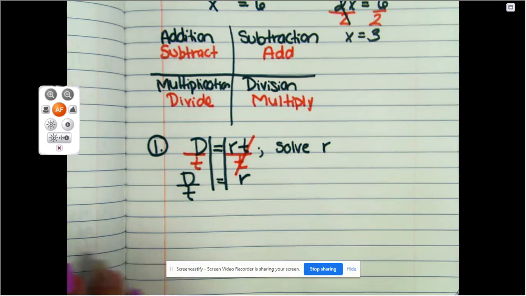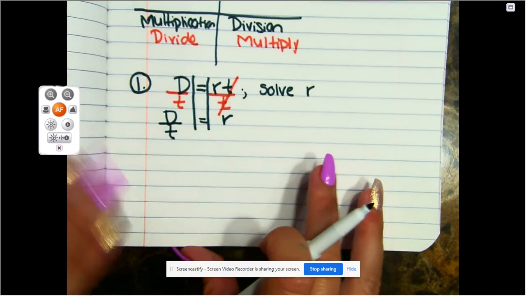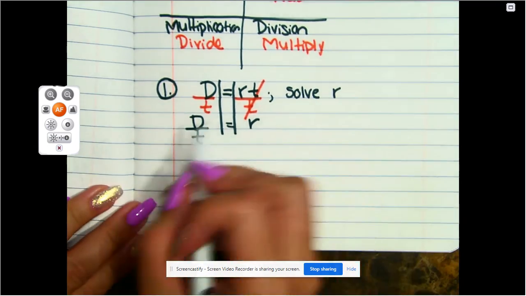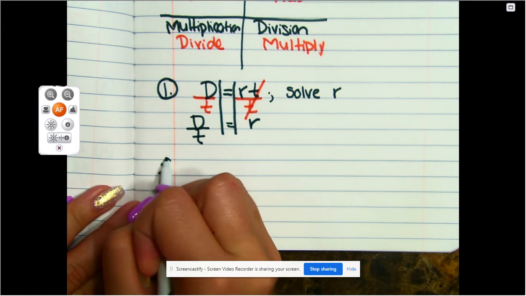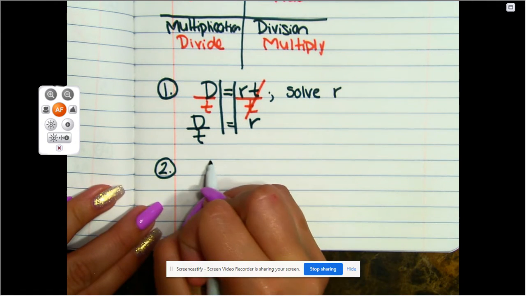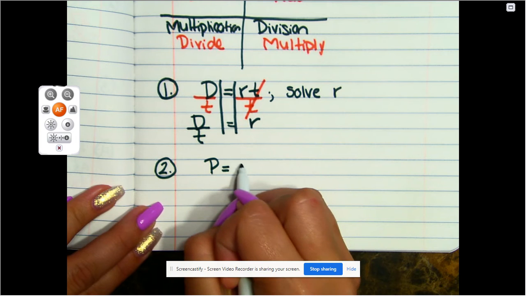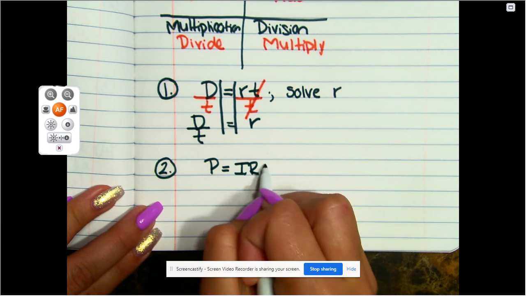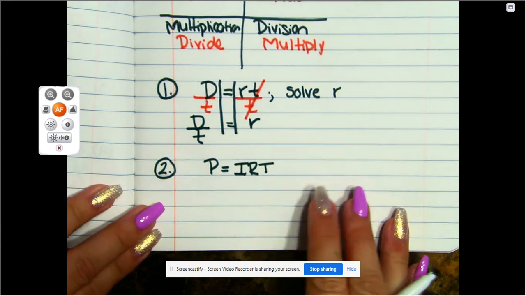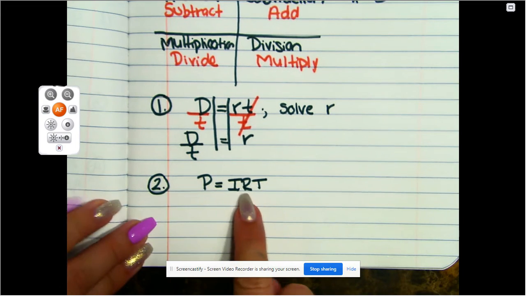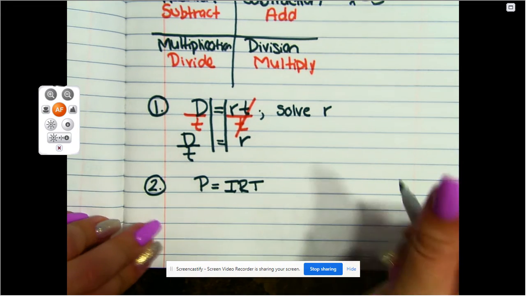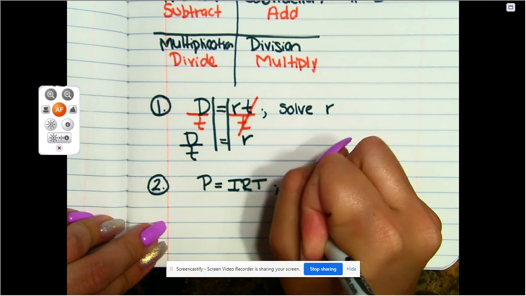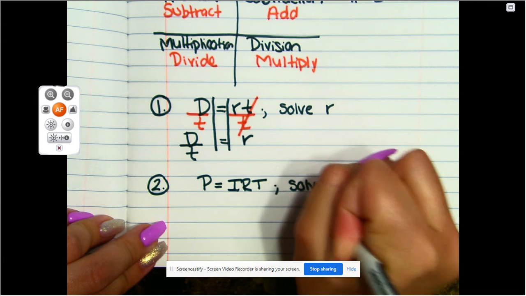Okay, let's look at another one. Literal equation, problem number 2. I have P is equal to I R T. This is a mathematical formula for principal equals interest times rate times time. We don't need to know all of that, but we're also going to solve this one for R.